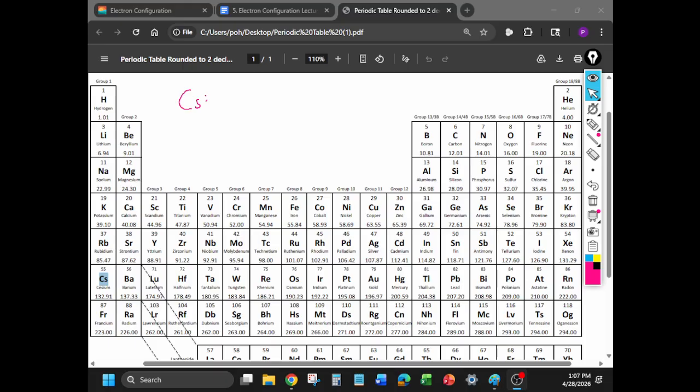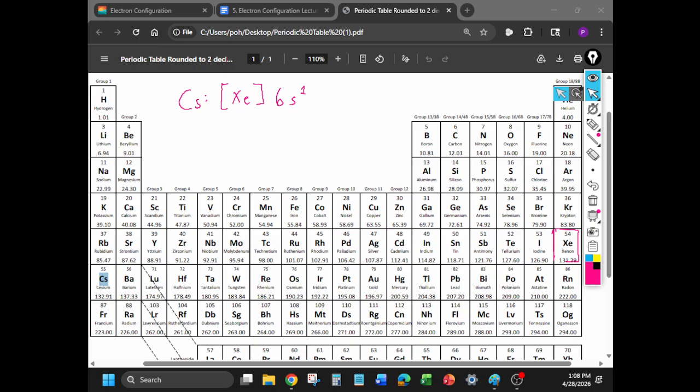Okay, guys, so cesium is really easy. What is the noble gas before cesium? Yeah, xenon, right here, Xe. So we put Xe in brackets. This is row number 6. What subshell? S. What box? 1. That's it. Easy peasy.